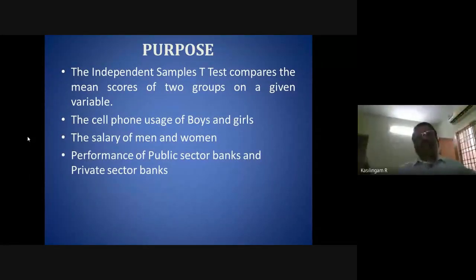What do you mean by no difference? Mean is not different, which means x1 bar, the mean of one group, is equal to x2 bar because of no difference. Otherwise, x1 bar minus x2 bar equal to 0. Same. That is the null hypothesis.